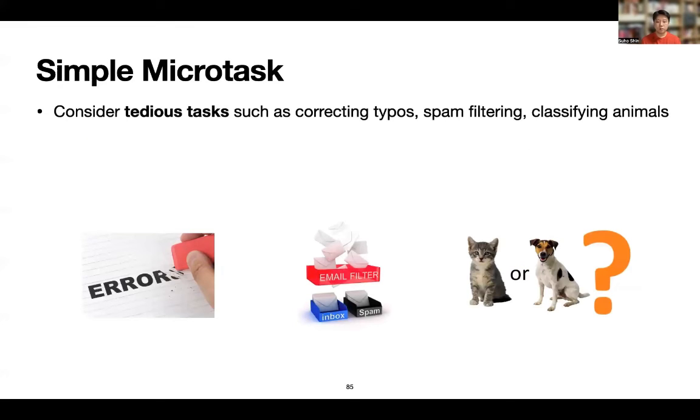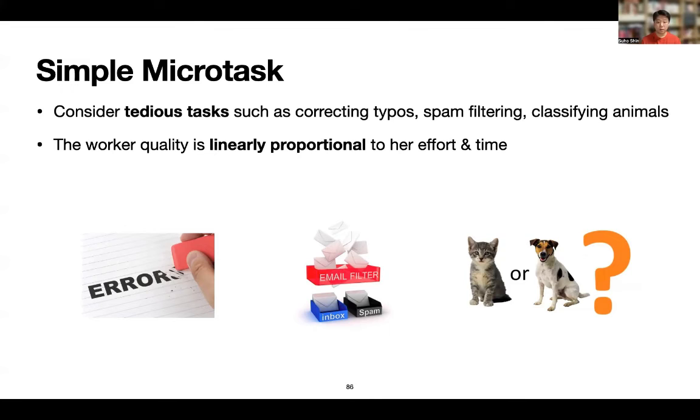Let's first consider a simple and tedious microtask, such as typo correction, spam filtering, or image classification. Since the level of the task is elementary and can easily be solved, the quality of the submission would exactly be decided by the effort or time that one spends on it. As time and effort can be translated as the cost of participation, the ratio between the cost and quality would be similar across the workers.